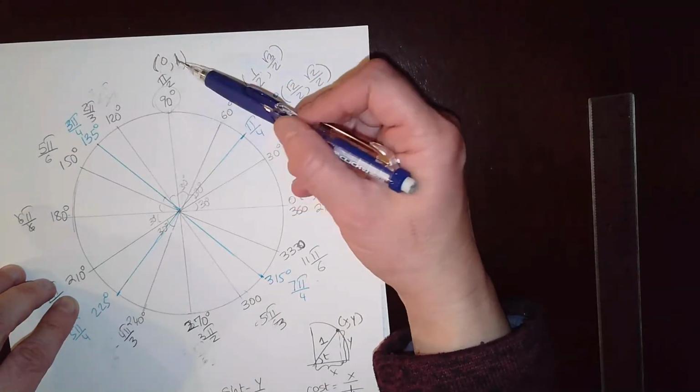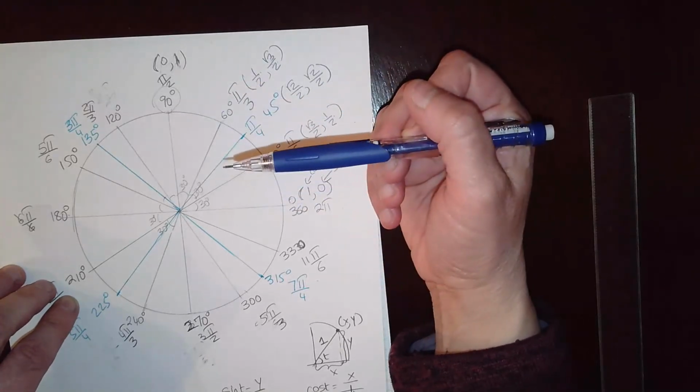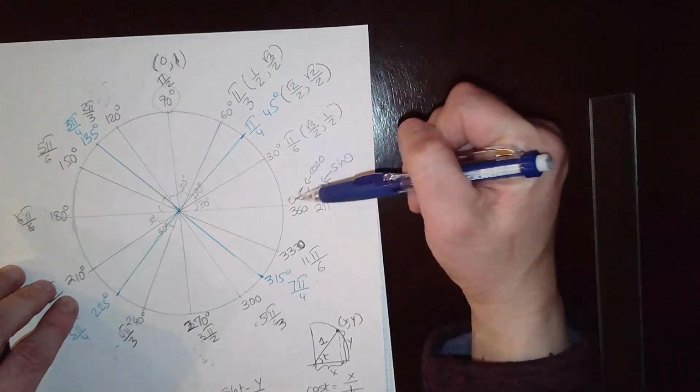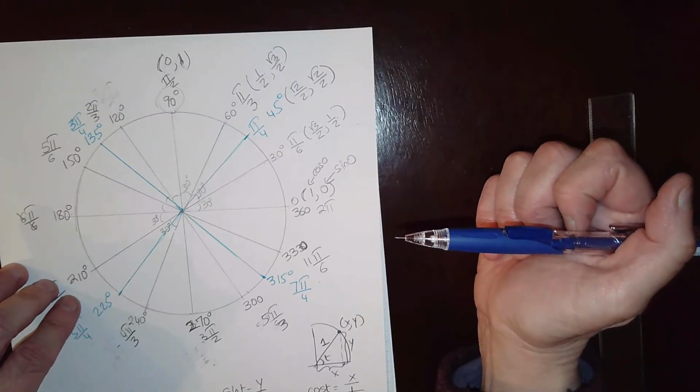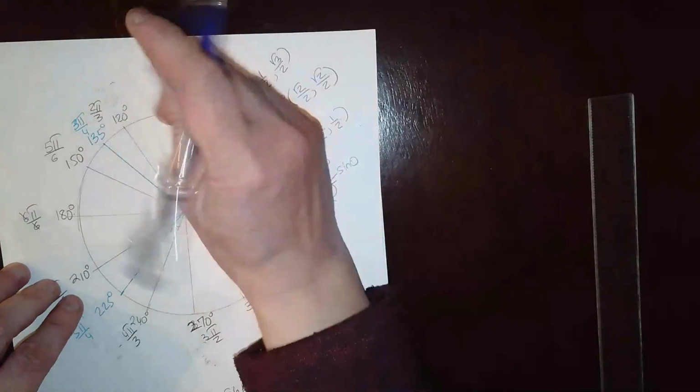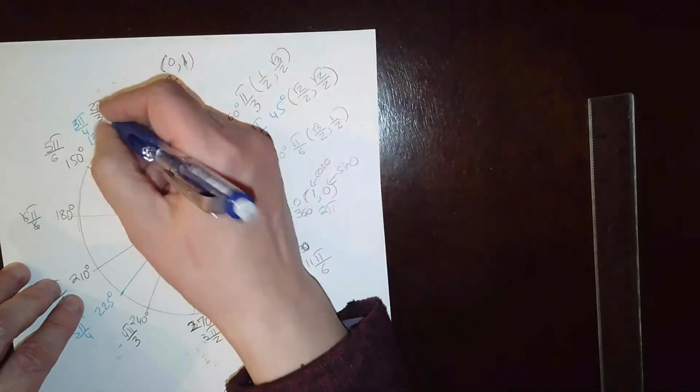Sine 90 degrees is 1. Okay? So now we found all the common points in the first quadrant. So let's go ahead and do the rest here.